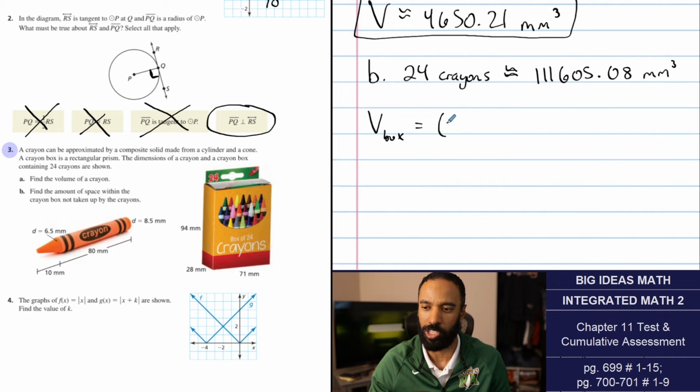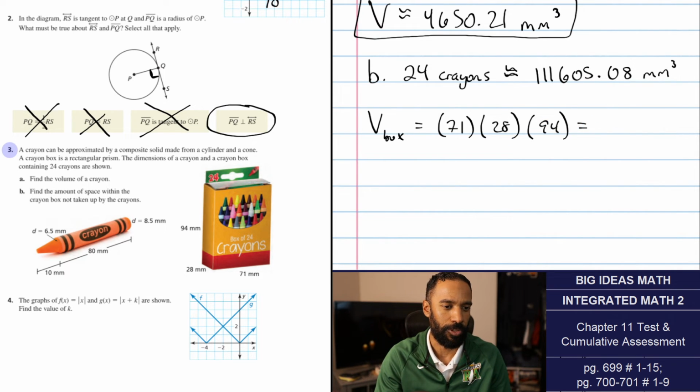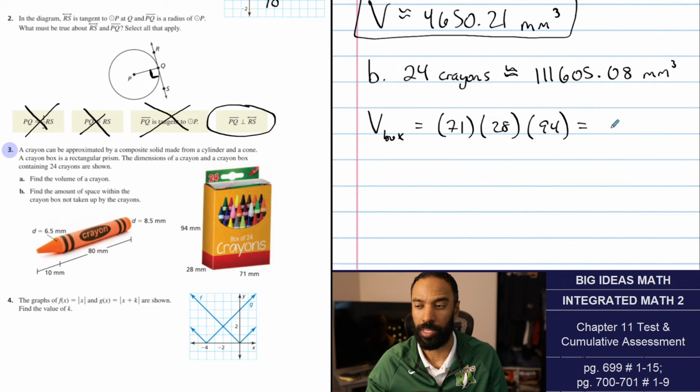If I want my area of base to be the length times width here, that's fine. Area of base. The height, I'll make 94. That's an exact value. We'll do 71 times 28 times 94. This is 186,872, more than the other number.